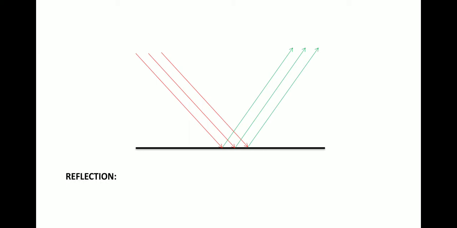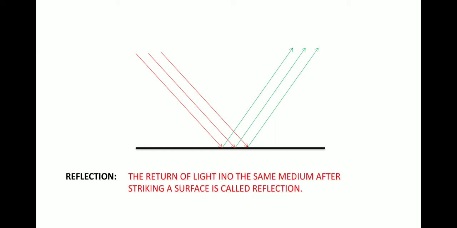reflection. Simply, reflection can be defined as the return of light into the same medium after striking a surface. Here you can see the red beam of light, after striking the surface, bounces back to the same medium. So this phenomenon is the phenomenon of reflection.